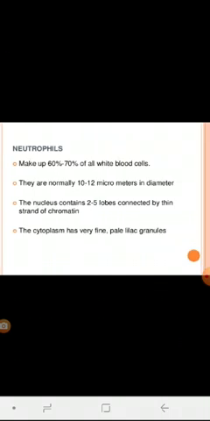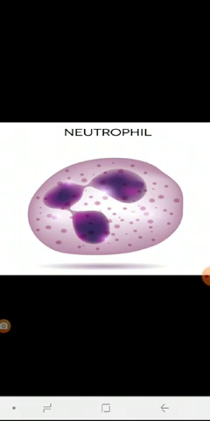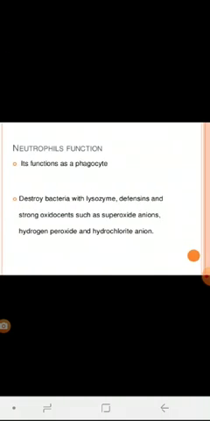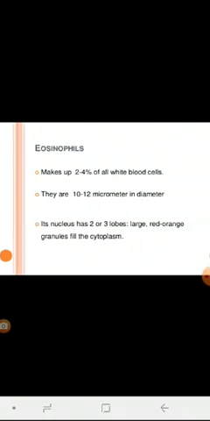Neutrophils are 60 to 70% in our body. They are normally 10 to 12 micrometers in size. The nucleus contains 2 to 5 lobes connected by thin strands of chromatin. The cytoplasm is very fine. That is the neutrophil, with 2 to 5 lobes. Neutrophil function: it functions as a phagocyte, destroying bacteria and foreign particles, using strong oxidants such as superoxide anions, hydrogen peroxide and hypochlorite anion.